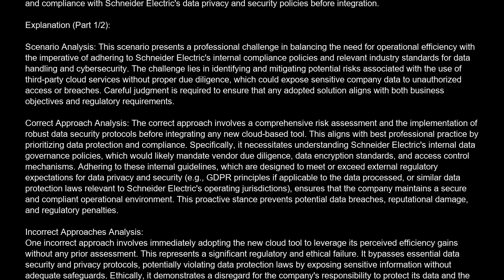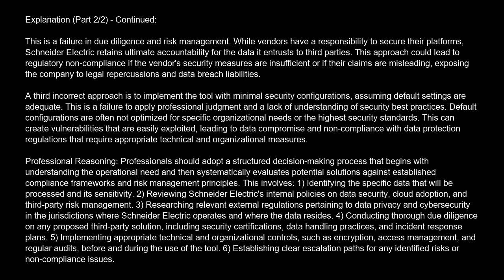Another incorrect approach is to rely solely on the vendor's assurances of security without independent verification. This is a failure in due diligence and risk management. While vendors have a responsibility to secure their platforms, Schneider Electric retains ultimate accountability for the data it entrusts to third parties. This approach could lead to regulatory noncompliance if the vendor's security measures are insufficient or if their claims are misleading, exposing the company to legal repercussions and data breach liabilities.